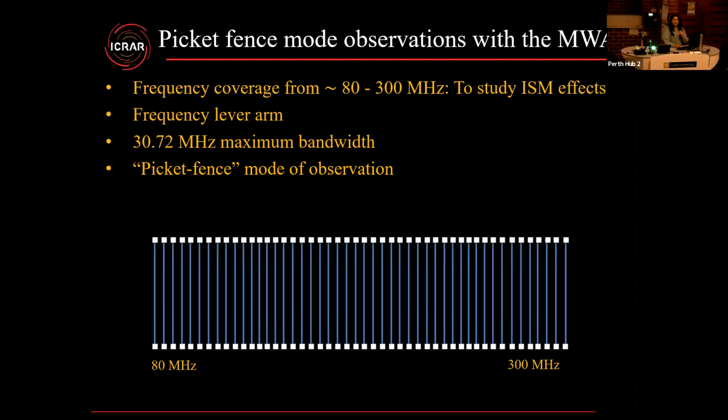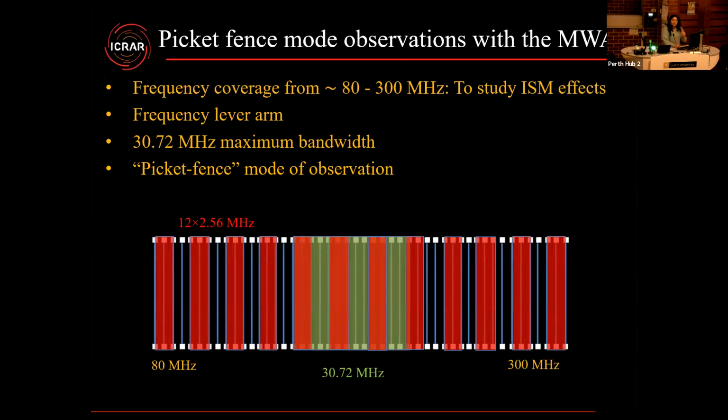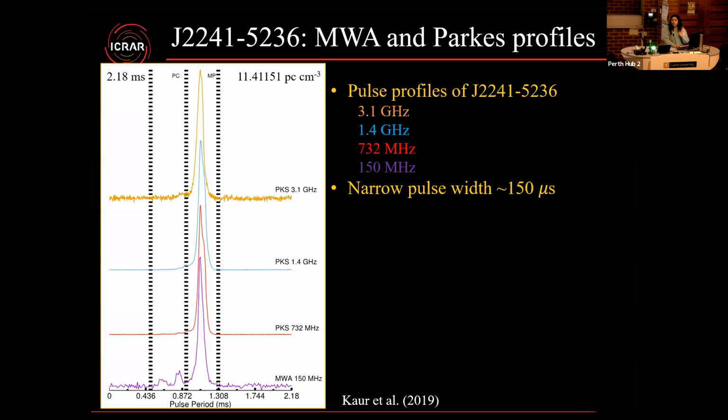As I told you, the MWA gives us 30 megahertz of bandwidth, which we can use anywhere from 80 to 300 megahertz. But we also have the flexibility to split this 30 megahertz into multiple different channels and spread them across the entire frequency range. Why are we doing it? Because this gives us a larger frequency lever arm, which is very useful to study the ISM effects, especially at low frequencies.